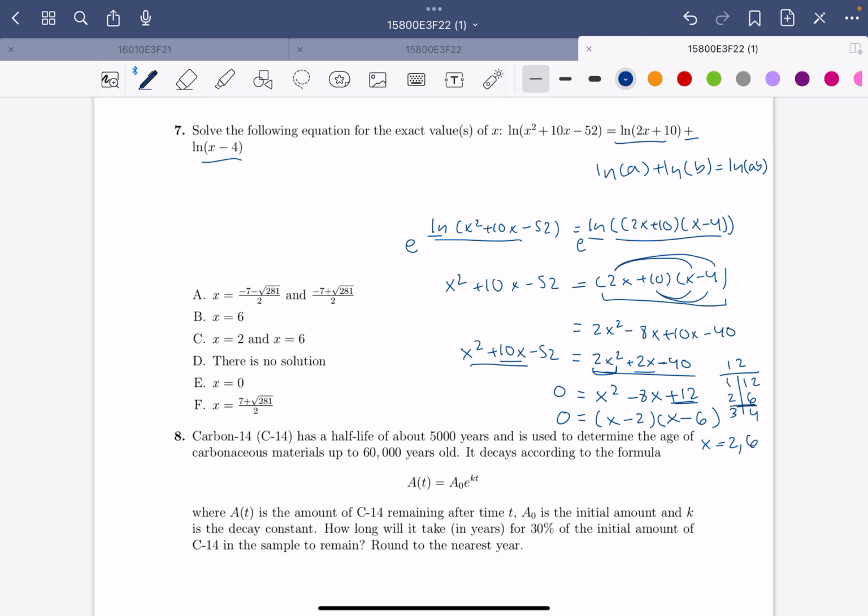But don't be fooled, we still have to check our answers. So let's make sure that both of these values don't result in a value that doesn't exist.